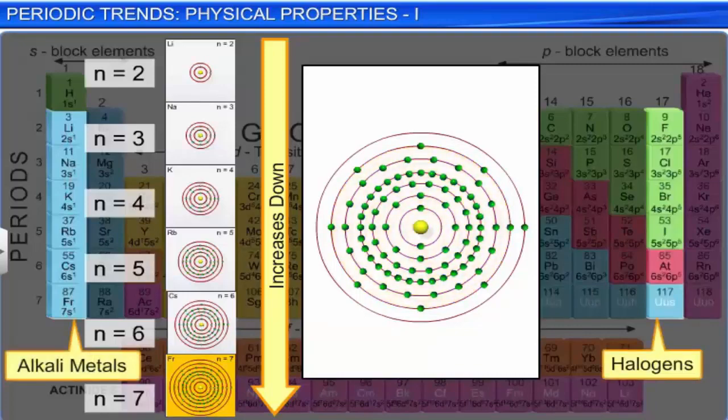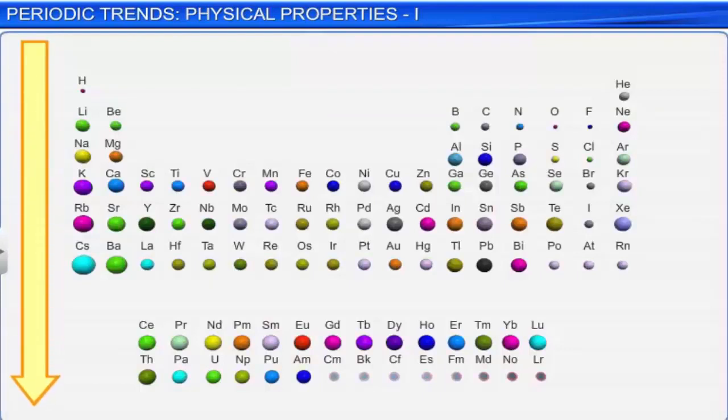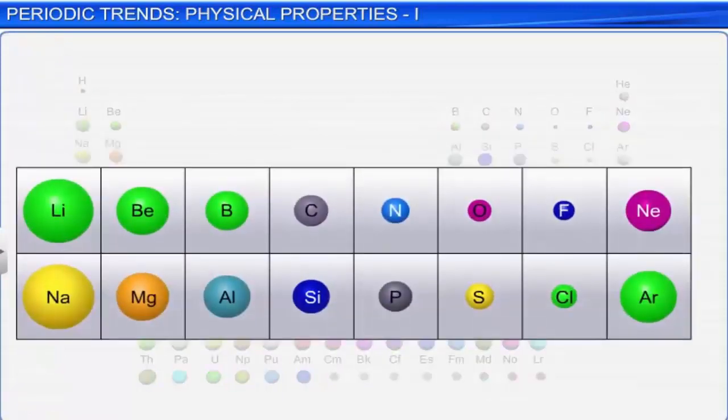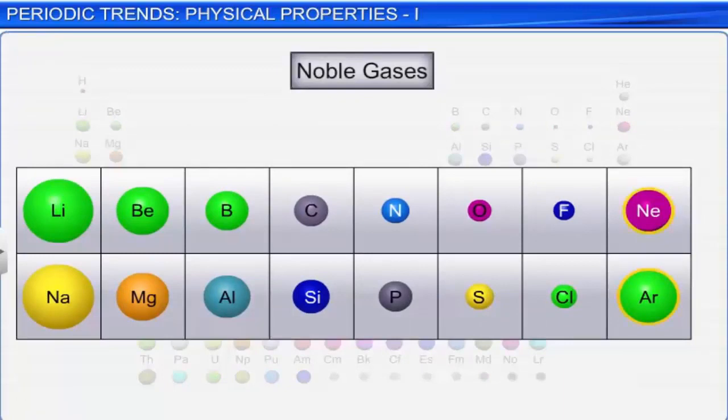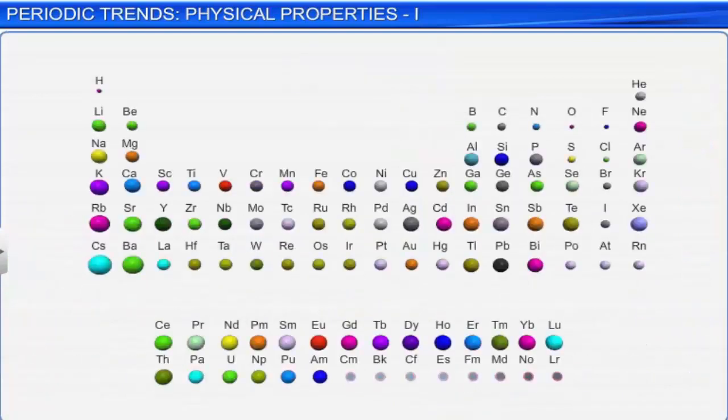Therefore, the size of the atom increases down a group. According to the atomic size trends explained so far, the noble gases should have the smallest sizes, as they are the last elements in each period. However, the atomic radii of noble gases are not considered here.